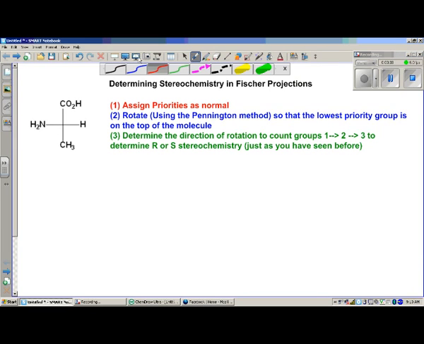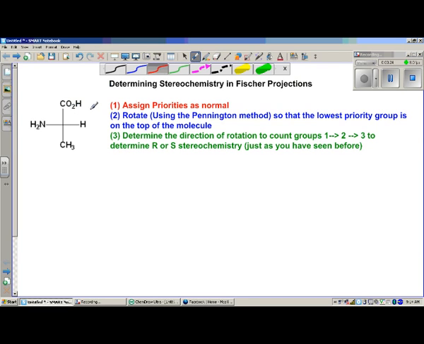Alright, so what if you wanted to determine the stereochemistry of a Fischer projection like this? Because we haven't seen this before. We've seen determining stereochemistry of a normal wedge and dash representation, but there must be a way for doing it here. And there is. We're going to use this when we look at sugars too.